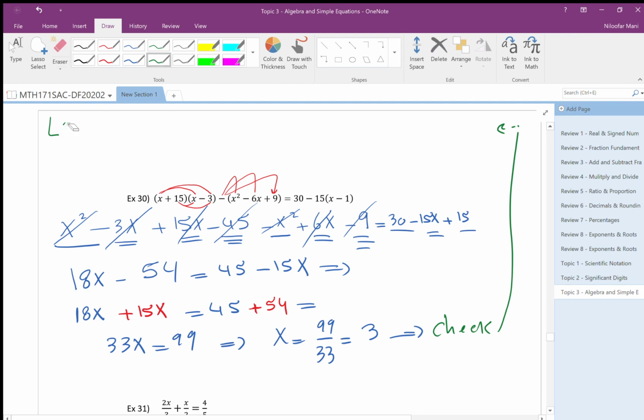What's wrong with my pen? This is crazy.